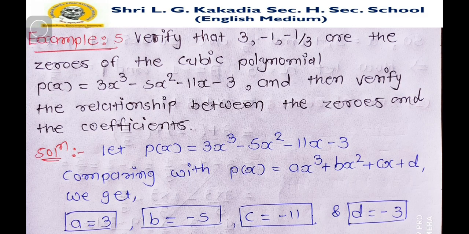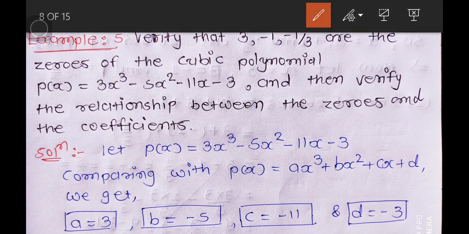Now let me solve one more example, that is example number 5. Verify that 3, minus 1 and minus 1 by 3 are the zeros of the cubic polynomial p of x is equal to 3x cube minus 5x square minus 11x minus 3, and then verify the relationship between zeros and coefficients of the given polynomial. So for the solution, first we check whether 3, minus 1 and minus 1 by 3 are zeros of p of x or not.